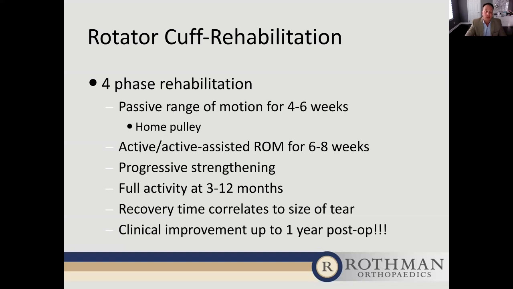We want to do active motion and active assisted, where you're helping it, after about 6 to 8 weeks. Then we want to progress strengthening. A full activity for a small tear, 3 months, probably more like 4 or 5. Could take up to a year to really get over the rotator cuff surgery. So I tell people when I discharge them at 6 months, they're really about halfway there, but really they're about 90% of the way there. But it takes about a year to get up to that 95 or 100% function.